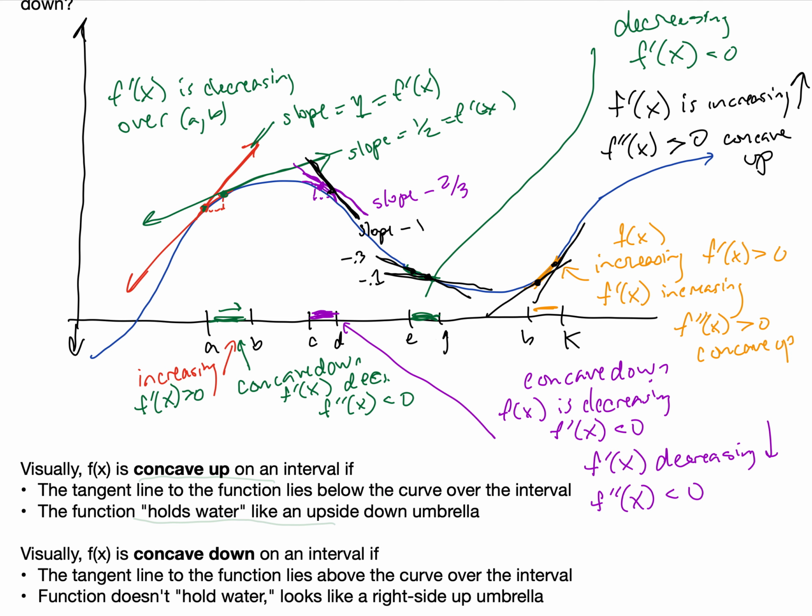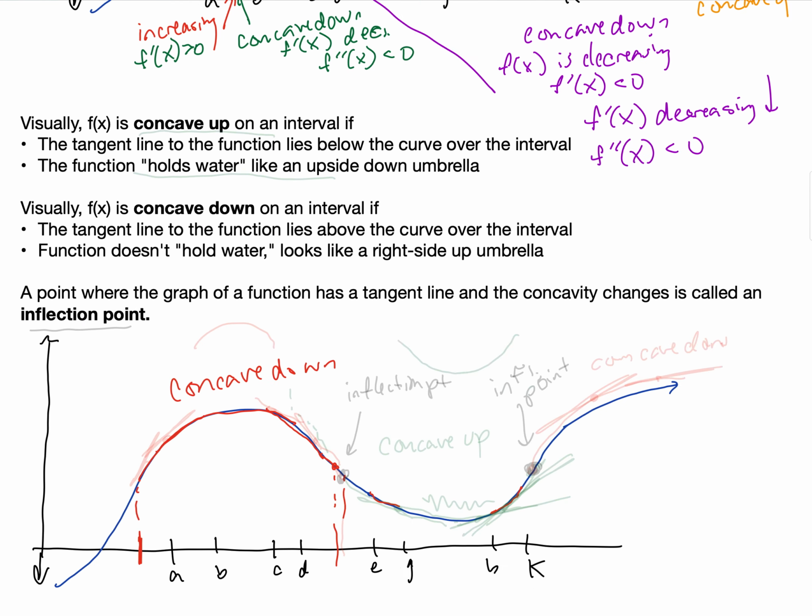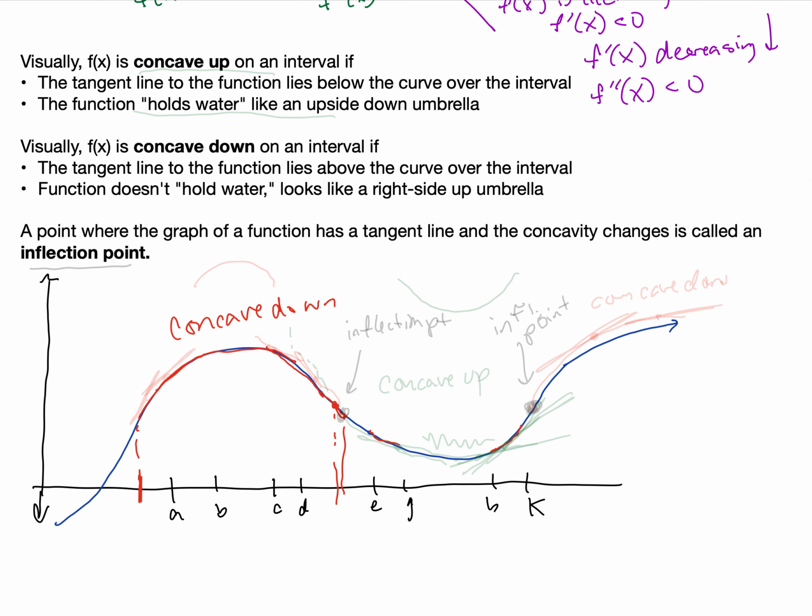So where is this function concave down? It's concave down maybe starting about there, all the way to maybe about there. So over this whole interval, we're concave down. And then at some point, maybe around there, we switch to being concave up. So over this interval, we are concave up. And then over the next interval, maybe starting around here, we are concave down again.